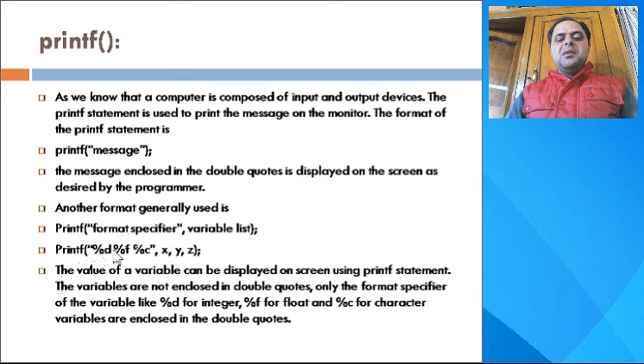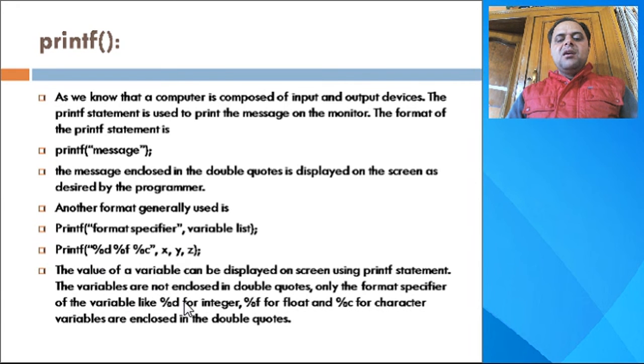For example, %d %f %c, it means x will be an integer variable, y will be a float variable, and z is a character variable. So it will print the value of x here, the value of y here, and the value of z here. So the value of a variable can be displayed on screen using the printf statement.